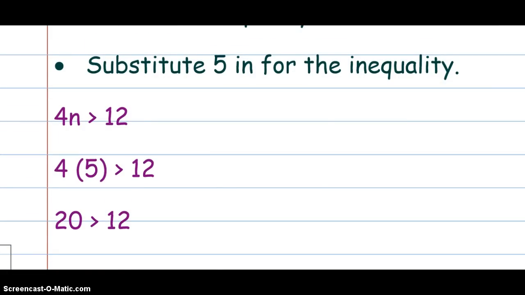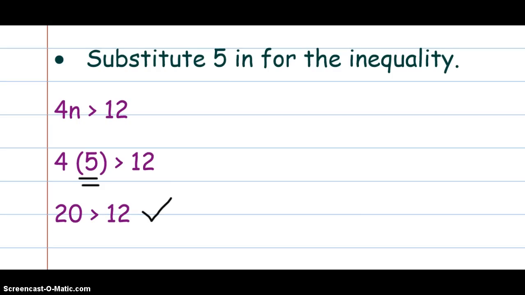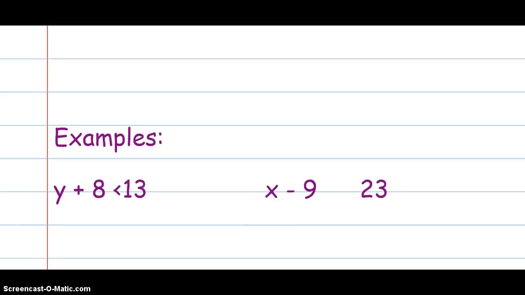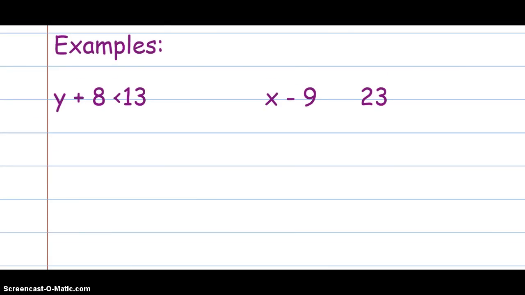So we start out once again with our original inequality, 4n is greater than 12. Then we're going to substitute 5 in for that n. So 4 times 5 is greater than 12. Well, 4 times 5 is 20, and that is greater than 12, so that checks out, which means that we have the correct solution set for that problem. Let's try a few examples.